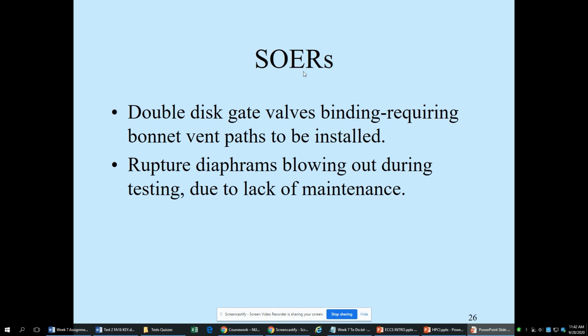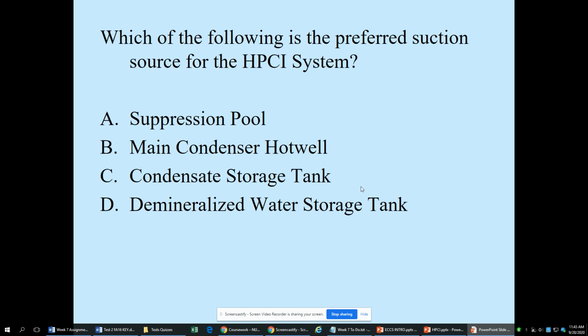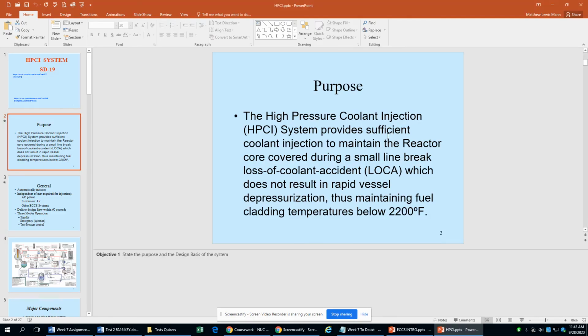So significant event reports. OE would be a little one. So S is significant and R is report. So it's a big deal. So some of the valves were binding up and causing issues, and then rupture diaphragms blowing out. So these are things that happened over and over again and caused the system to not work, or caused other issues. So what's the preferred source? The CST, and that is all we have for this week.